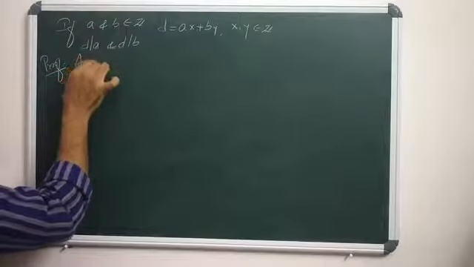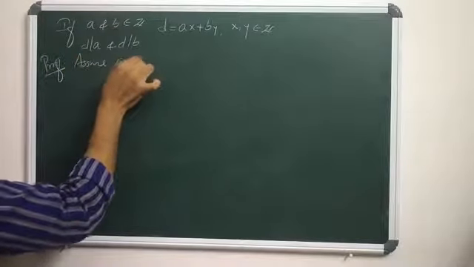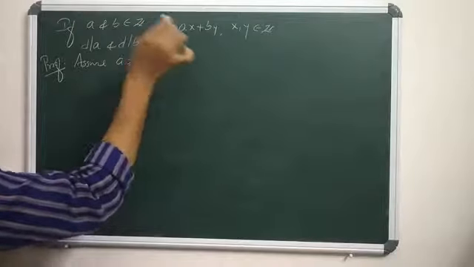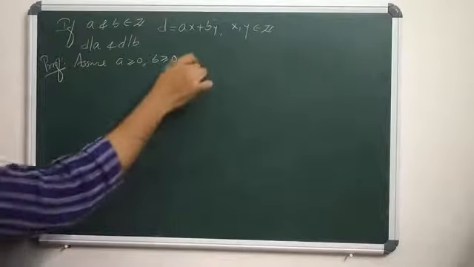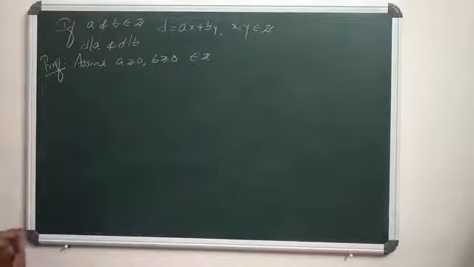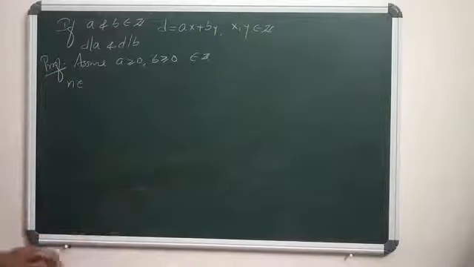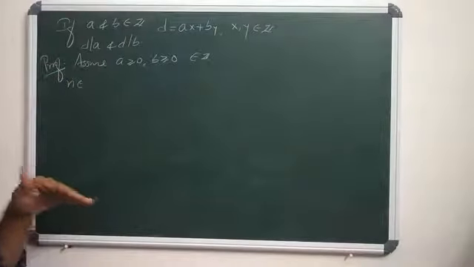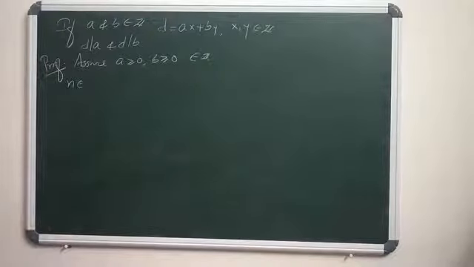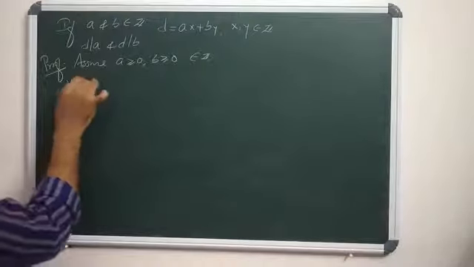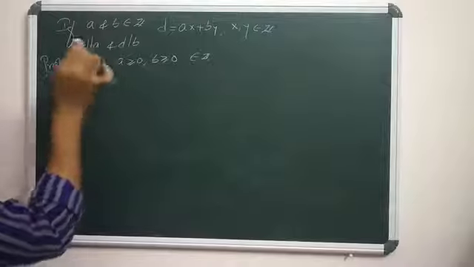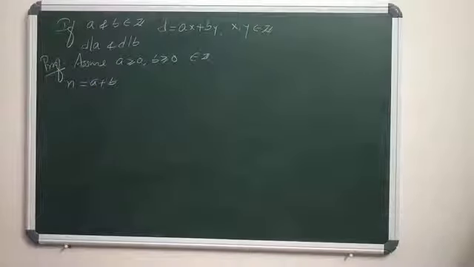First we assume A and B are non-negative integers, A and B greater than or equal to 0. Then choose an integer n such that n equals A plus B.